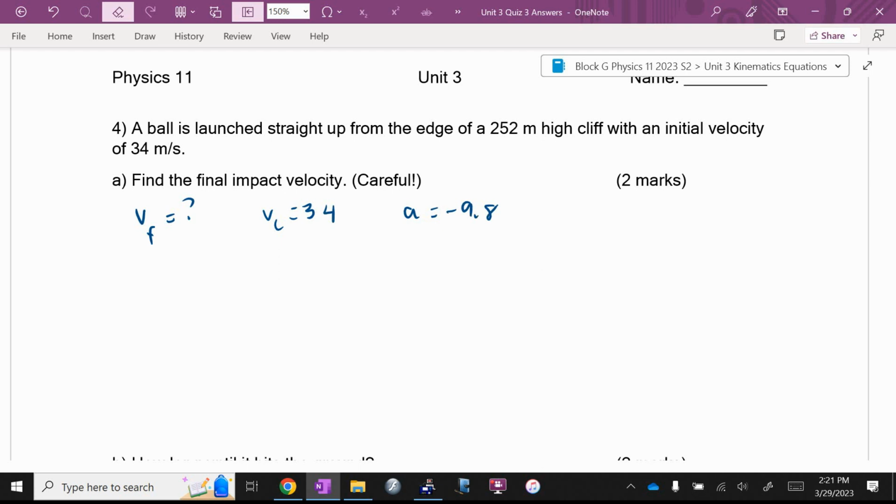Okay. So here is the first careful look up. D is not 252 because Brandon, as I told you earlier, this is a displacement. Always. Did we end up above or below from where we started if we launched from a cliff? So first careful is it's negative. Okay. Coming back to you, Dina, I have a VF, a VI, an A, and a D. Which equation?